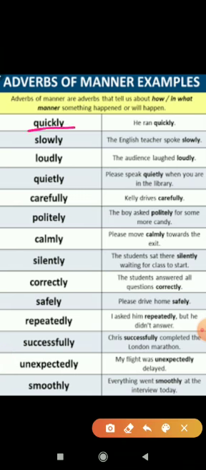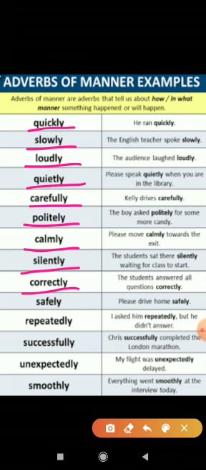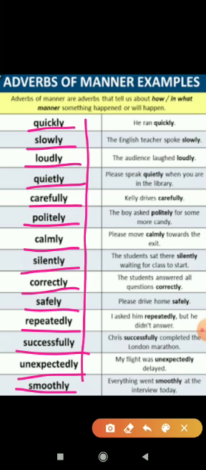Quickly, slowly, loudly, quietly, carefully, politely, calmly, silently, correctly, safely, repeatedly, successfully, unexpectedly, and smoothly. These all are adverbs of manner. Here we have some examples. Quickly, he ran quickly. Quickly tells us how did he run. He ran quickly. In what manner did he run? He ran quickly.